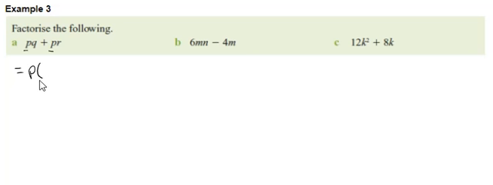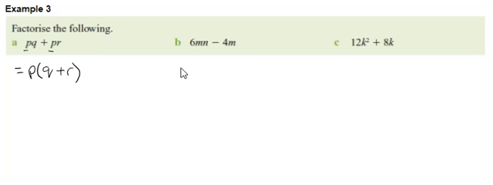Now, very simply, we'll ask ourselves, P times what will give us PQ, and obviously that will be Q. And then P times what will give us R, and that's obviously R. So that's a very simple one to factorise. Now let's take the next one.